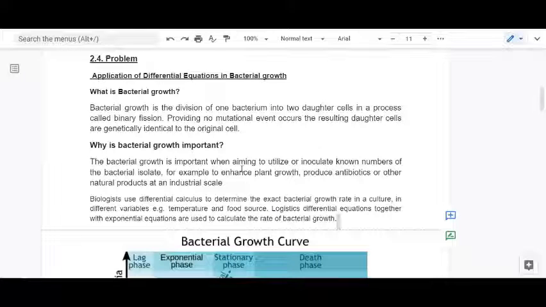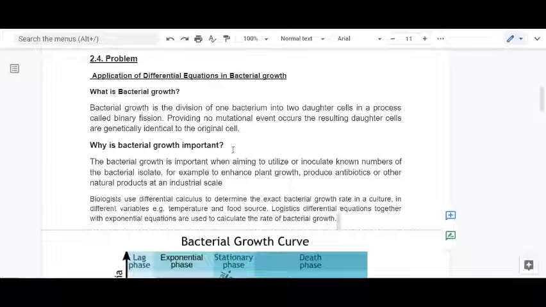The problem we are going to talk about is bacterial growth. First, what is bacterial growth? Bacterial growth is the division of one bacterium into two daughter cells in a process called binary fission. Why is bacterial growth so important?